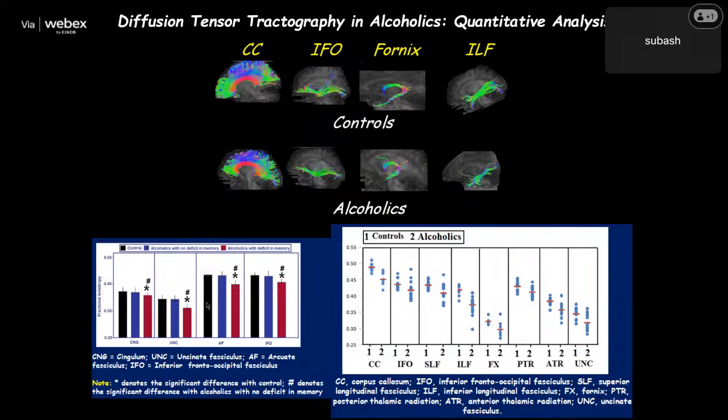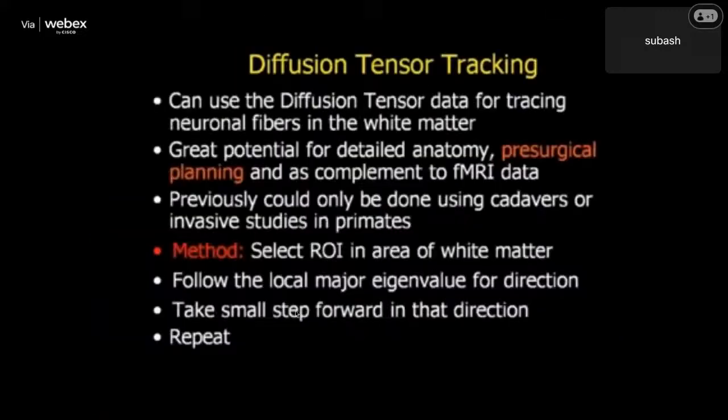In a similar way, you can also look at the MD values. You can see how the MD increases in this case. So diffusion tensor tracking: you can use the diffusion tensor data for tracing neuronal fibers in the white matter, and they have great potential in pre-surgical planning.